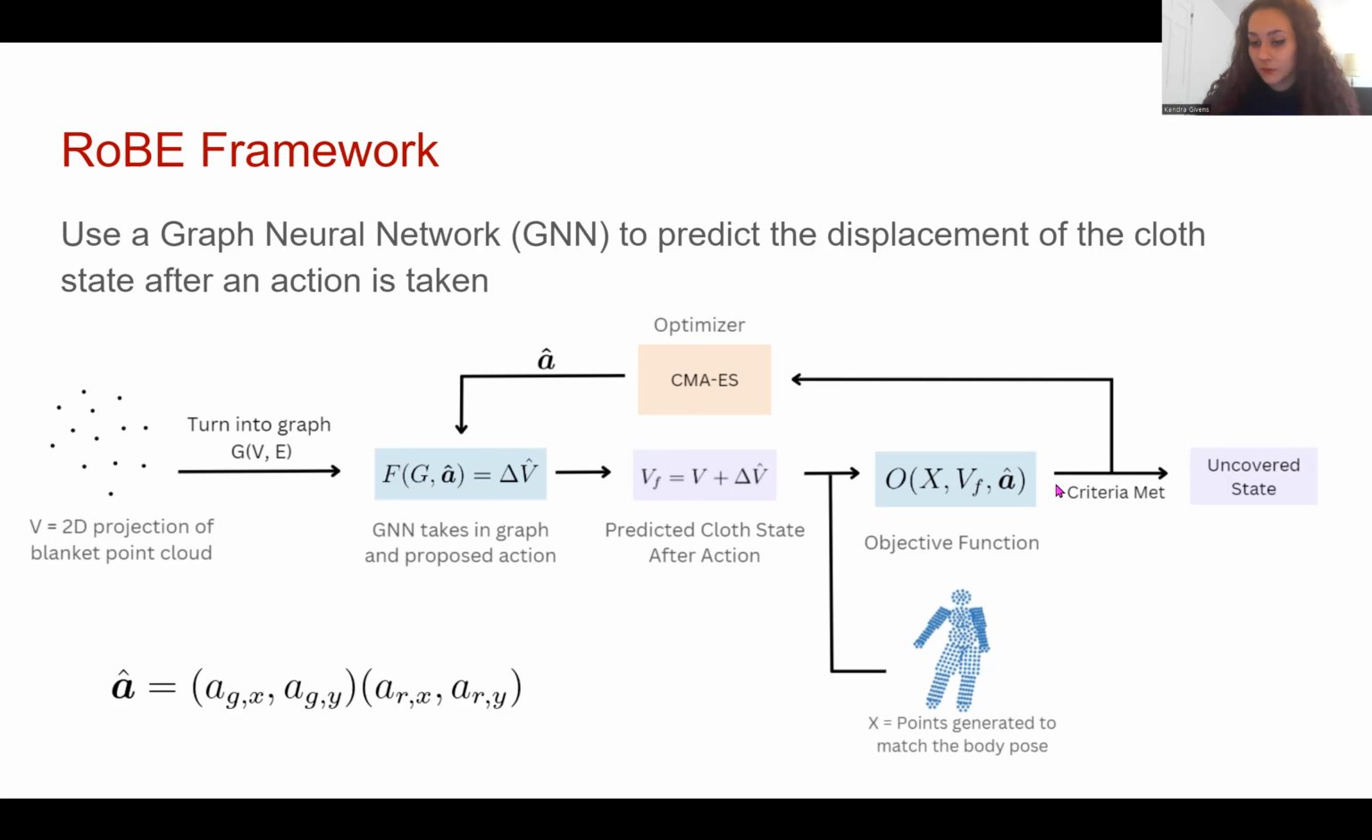And if it is, we just take that action and then we move on to our uncovered state. And if it's not, we run it through this optimizer to resample another action to try and uncover the person in a better way.